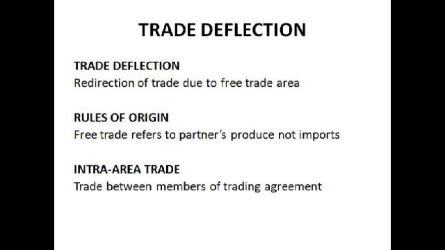So tariff systems can cause trade to do funny things and move it about, which is why we brought in the rules of origin, which basically means that free trade refers to a partner's produce, not to its imports. So basically, the product has to be manufactured from local components. You can't just import something and then export it to avoid the different tariff levels.